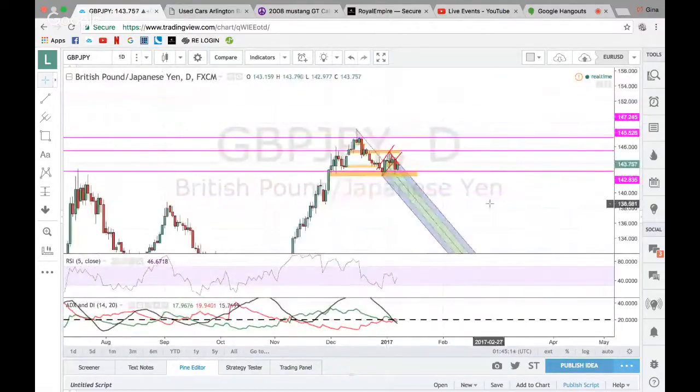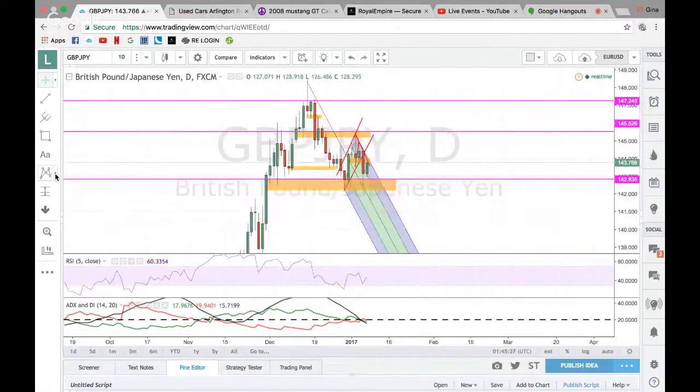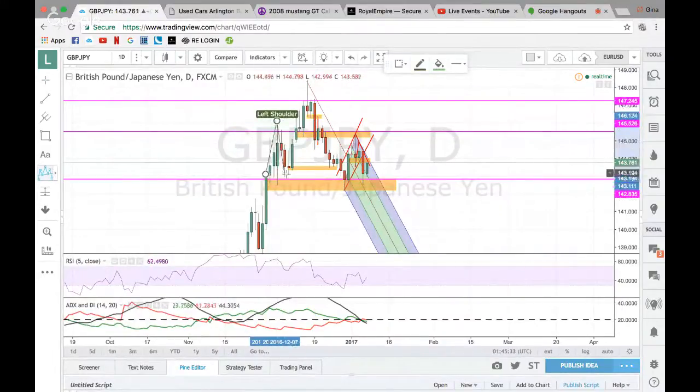Another thing that I've noticed is on the daily, I think I see a head and shoulders. Now, a head and shoulders is a very popular market pattern. What this shows, it's going to indicate that it's going to be a downtrend. As you can see, I'm going to draw it out for you, where we have a head and shoulders pattern. Draw the head.